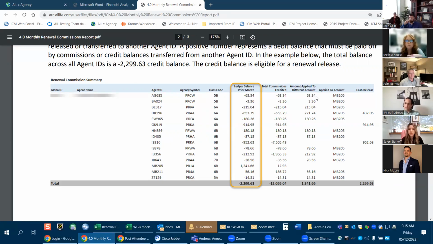As they continue to grow their business, and as their net to gross really falls below 100%, they're going to see the chargebacks on lost business start processing. And so those chargebacks will have an impact on the monthly renewal release each month.